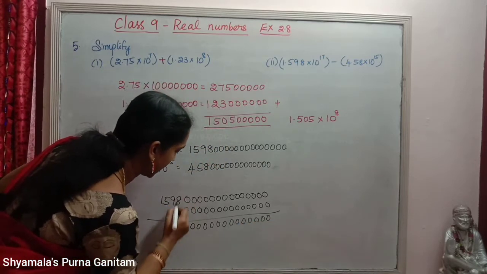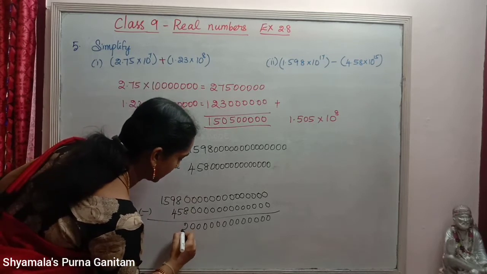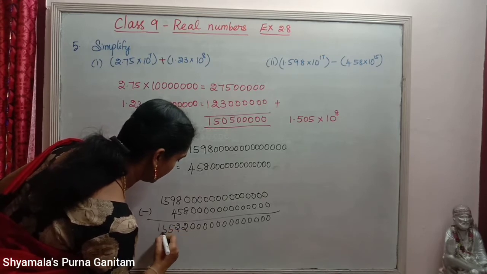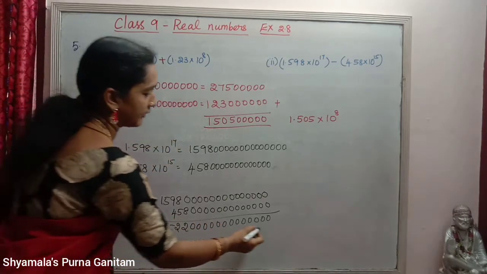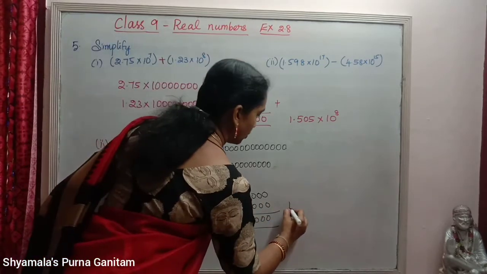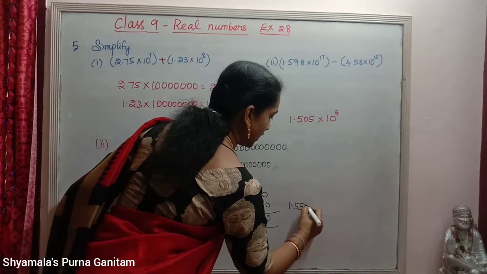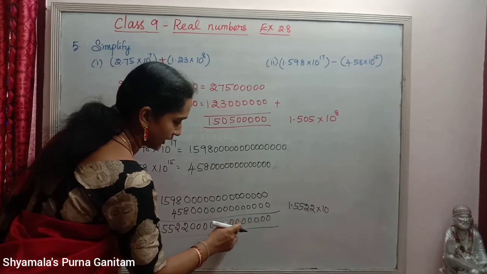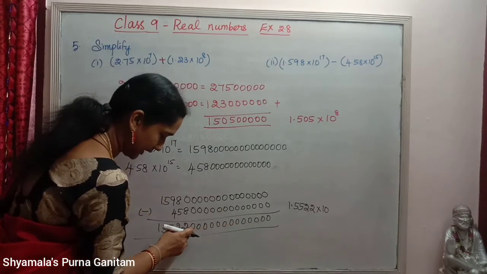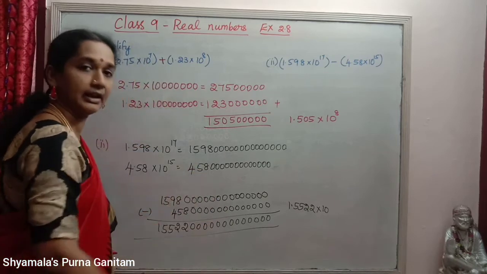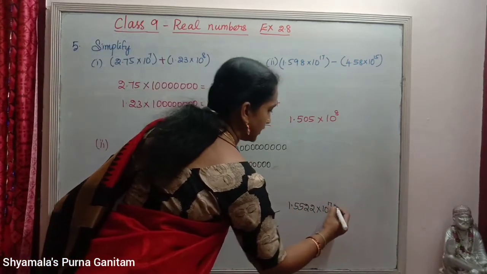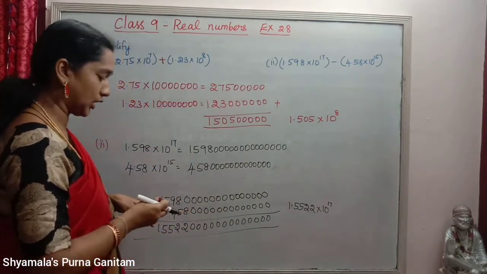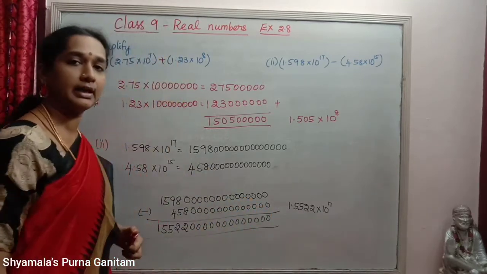Now we will subtract these two. 10 minus 8 is 2. Then 7 minus 5 is 2. 9 minus 4 is 5. So 1, 5, 5, 2, 2. This we have to write in scientific notation: 1.5522 into 10 power 17. This is the answer. You have to be very careful in counting the zeros. If you miss any one zero, your answer won't be correct.